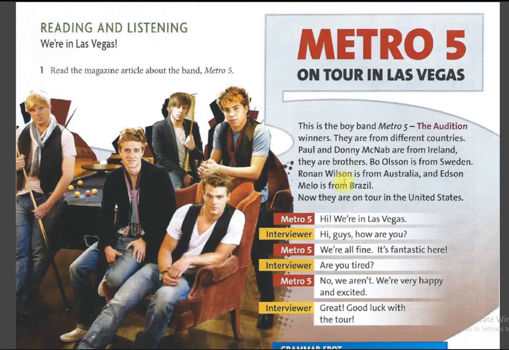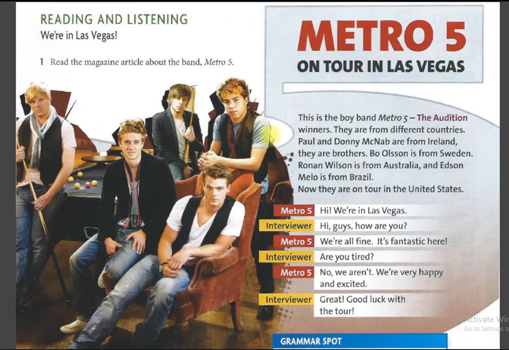5 اوكي سو ليتس ستارت ريدينج ذس از ذا بويز ذس از ذا بوي باند مترو 5 ذا اوديشن وينرز دي ار فروم ديفرنت كانتريز بول اند داني ماكناب ار فروم انجلاند ايرلاند دي ار براذرز بو اولسن is from Sweden. Ronan Wilson is from Australia. And Edson Mello is from Brazil. They are now on tower in the United States.